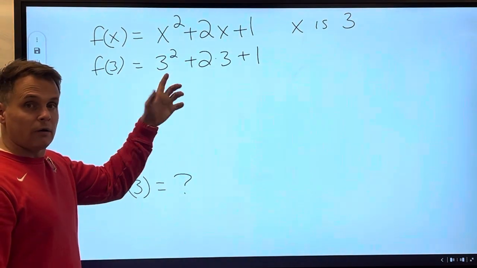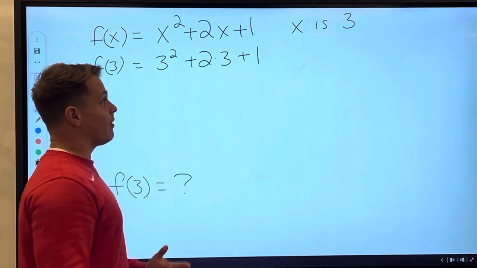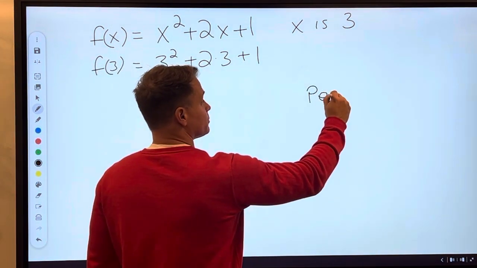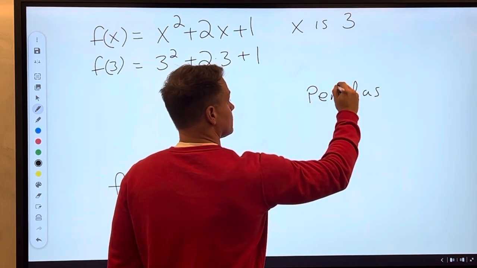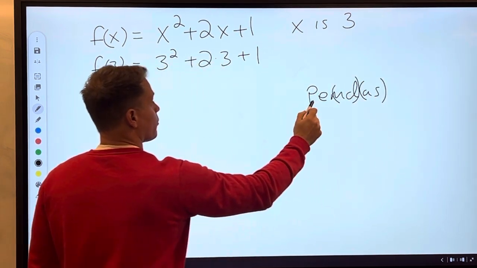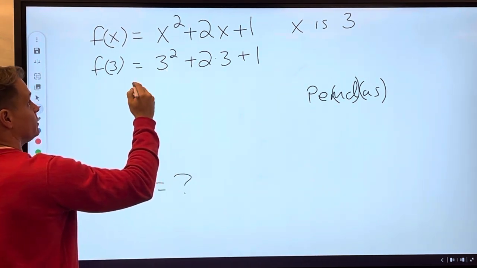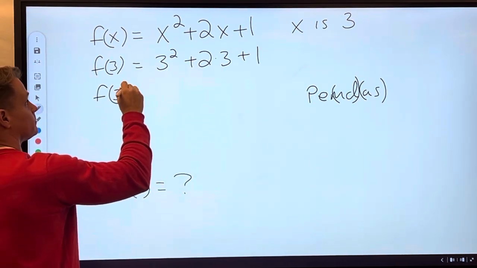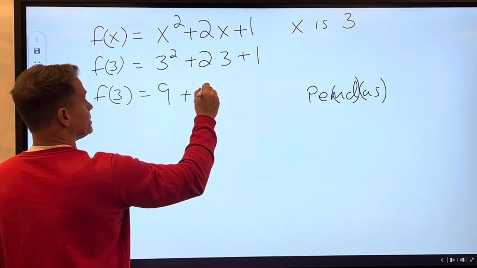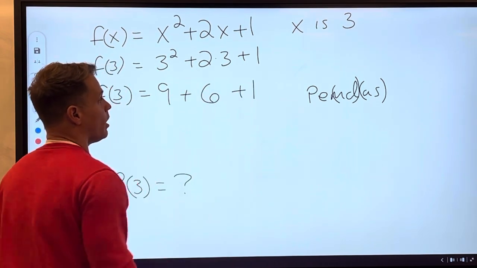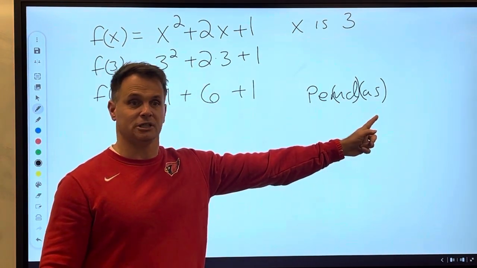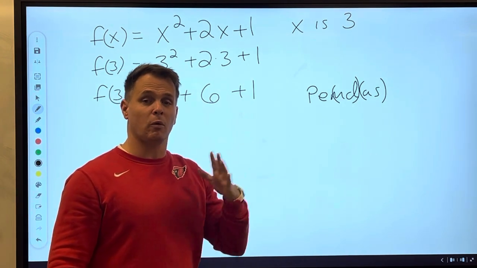So 3 squared, we know, is 9. Remember, we want to follow the order of operations, right? Parentheses first. There is no parentheses. The next thing is an exponent. 3 squared is 9. Plus 6 plus 1. Now all we have left is addition. So when we have addition left, we want to go left to right.